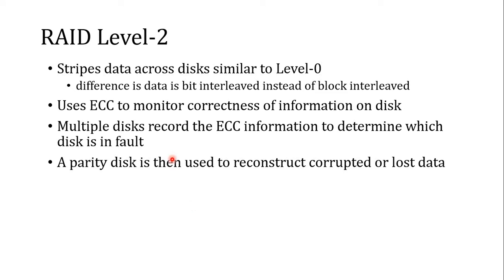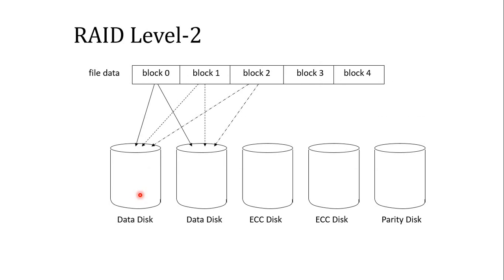Basically it uses some disks for error correction to monitor the correctness of the information on the disk, and multiple disk records and the ECC information are used to determine which disk is at fault. So different data are coming from different types of disk. ECC is a disk which checks whether the bits coming from the data disks are accurate or not, and there is also another parity disk which is checking the errors. So basically the structure is like that.